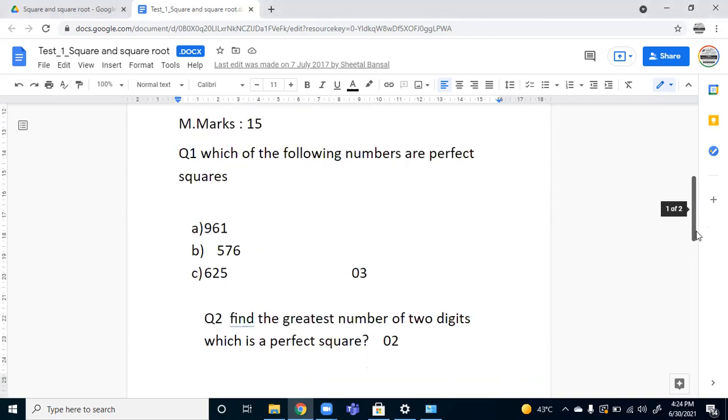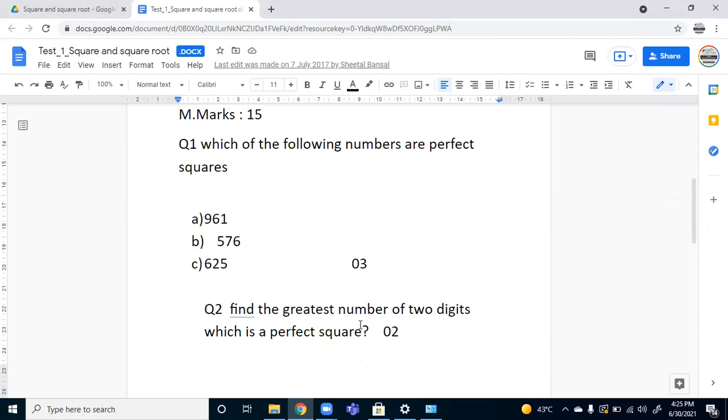Okay, so let's move to the next question. Find the greatest two digit number which is a perfect square. That is a different type of question, and I am giving you 2 or 3 minutes to try it yourself, else I will help.